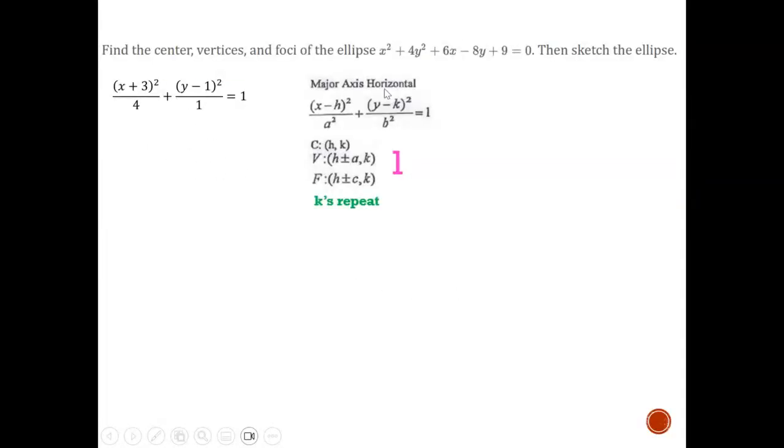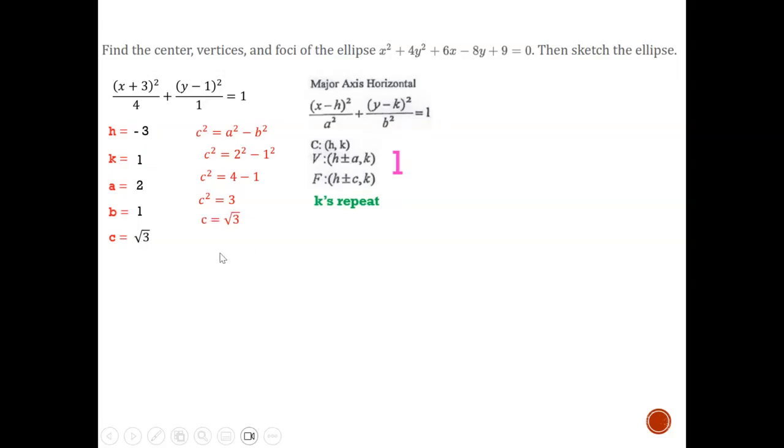Okay, here we go. So we know that I need to find my H, K, A, B, and C. My H is -3. My K is 1. My A is 2. My B is 1. According to this information, we can find the center and the vertices. But to find the foci, I need to solve for C. So C squared is equal to A squared minus B squared, according to the formula, guys, for the ellipses. Plug in the values. So C squared is equal to 4 minus 1. C squared is equal to 3. So C is equal to the square root of 3.